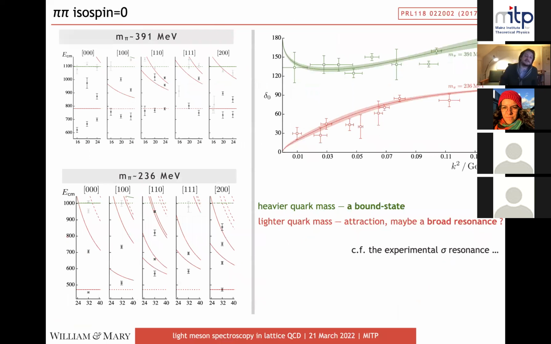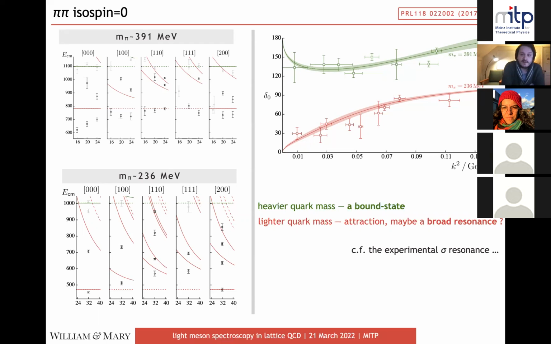Finally, for elastic scattering of pi pi, here's the isospin 0 case, much the same story as regards the calculation. And then on the right-hand side, you see the phase shift curves. And here you notice quite an interesting transition between the heavier pion mass, 400 MeV in green, and the lighter pion mass in red. And this transition represents, in fact, the sigma transitioning from being a stable bound state at the heavier pion mass to being much more like it is in experiment, a broad resonance at the lower pion mass.